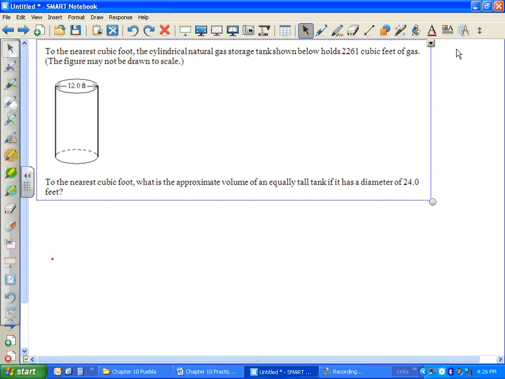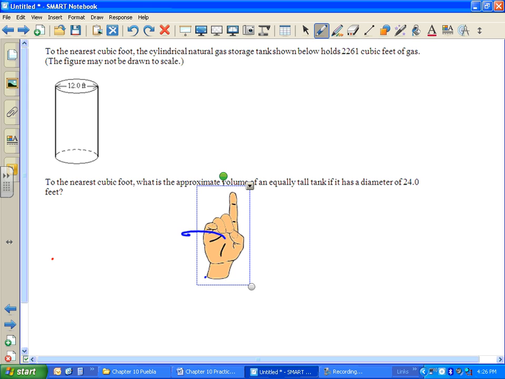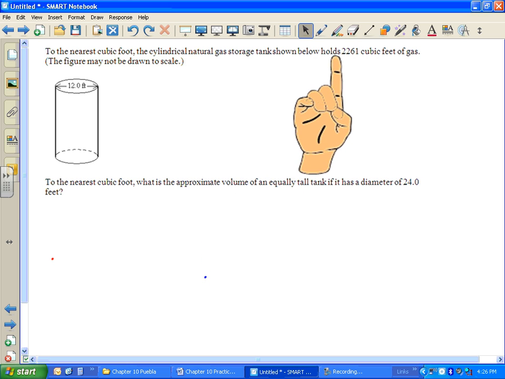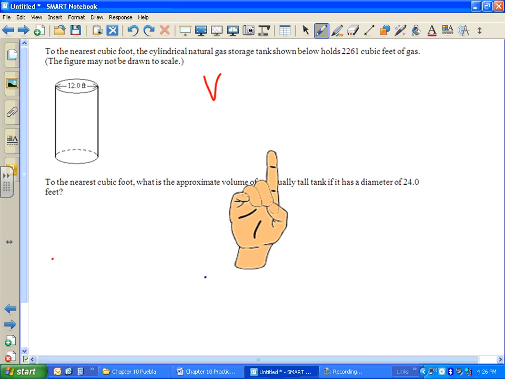Okay, so remember, it's telling you, don't worry about how it looks, worry about what it's saying. So this thing says it holds something. When it says that it holds something, that's volume. Okay, so the volume of this is 2,261 cubic feet of gas. So I'm just going to put 2261.